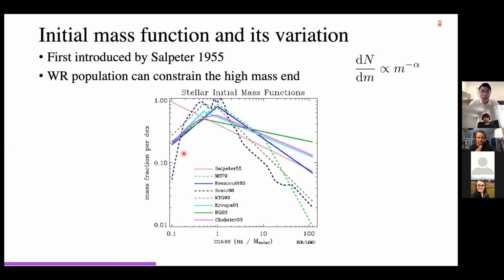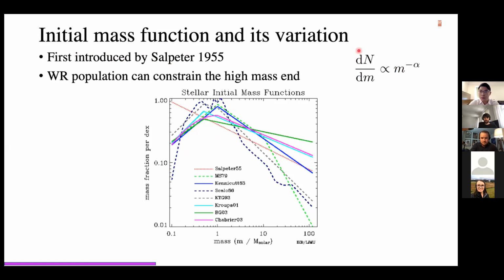So this is the initial mass function. I believe many of you are very familiar with this initial mass function already, but let me briefly remind you. It's basically describing how many stars you will have in each different mass bin at birth.